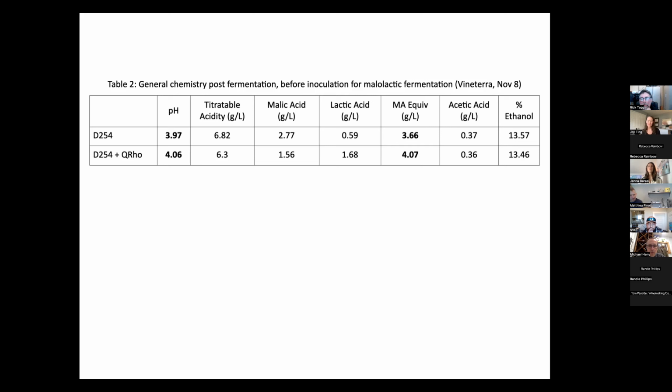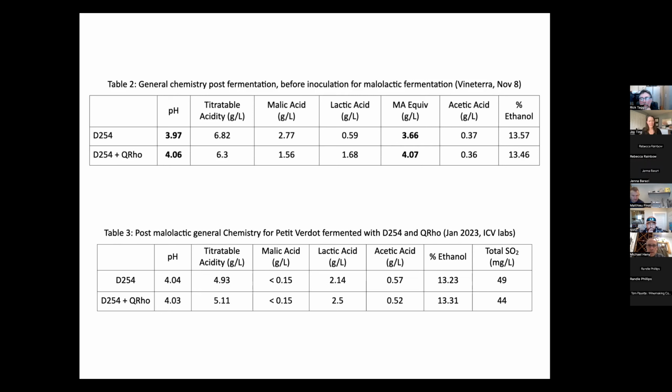And again, we don't really see much difference at all in the ethanol conversion. When we look at the numbers post-malolactic, mostly it looks the same as what we saw pre-malolactic. It just holds that our pH is pretty much the same. We do have a little bit more titratable acidity in the co-inoculated wine.